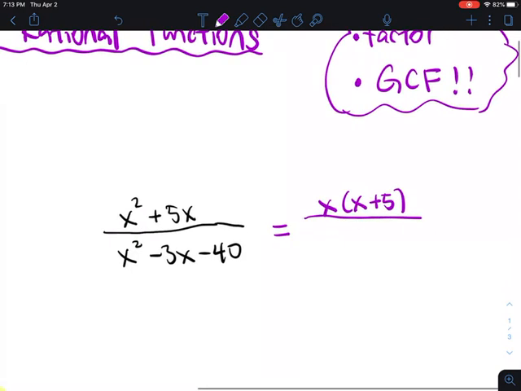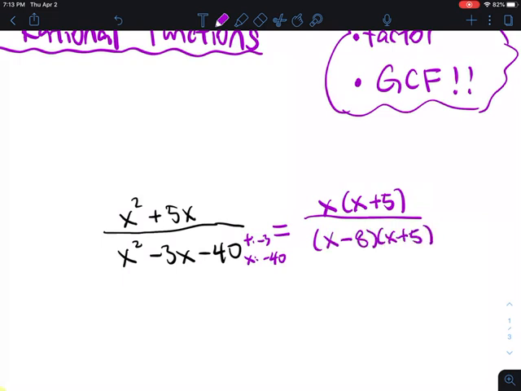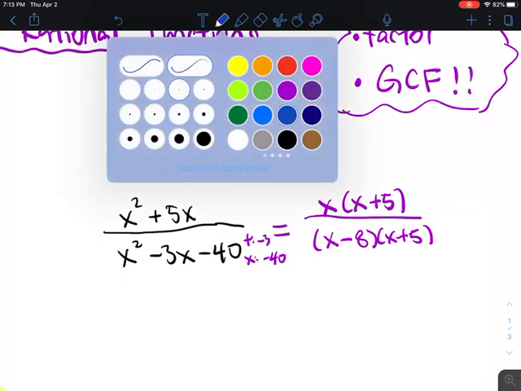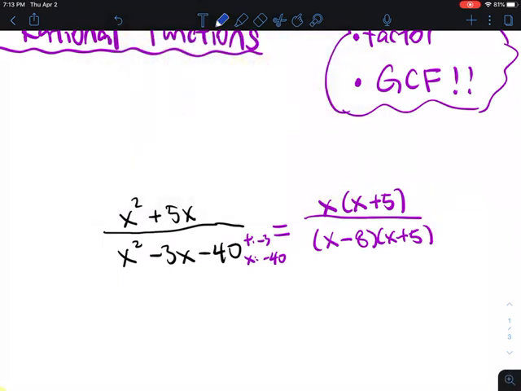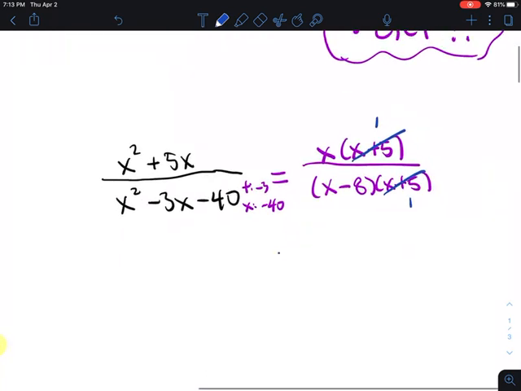Okay, and how about the bottom? Well, here we want two numbers that add up to -3 and multiply to -40. I think that's going to be x minus 8, x plus 5. Okay, and again, this is the part where we can start canceling the common factors out. So these will cancel out. Divided by x plus 5, I get 1. And then what do I have left? I'm left with an x on top over x minus 8.